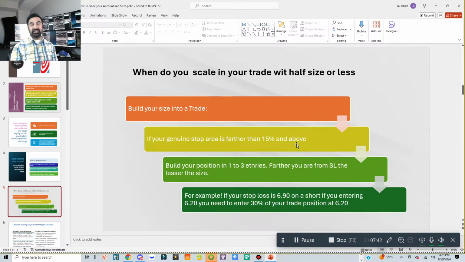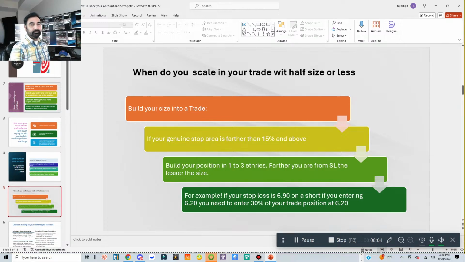Can you go full size at 620? The answer is no. But the closer to 640, this happened in Lucy, by the way, today. How many times were we going in at 644 and adding at 655 or 665? Because it's closer to the stop loss and it's also perfection of the support and resistance. And I'm going to show you that chart, so you're going to be convinced.